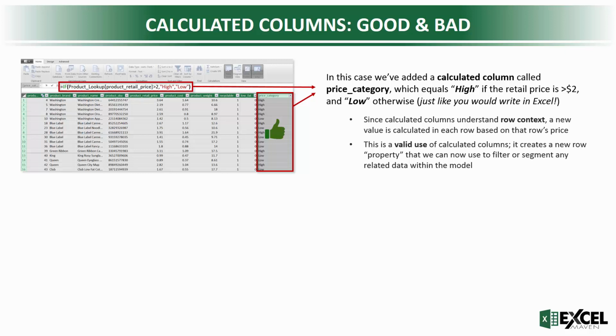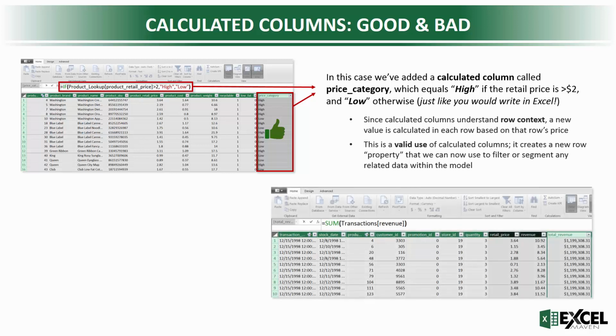It creates a new row property or attribute that we can now use to filter or segment any related data within our data model. Now on the other hand, consider this calculated column called total revenue, which is a simple sum function of the revenue column in the transactions table.